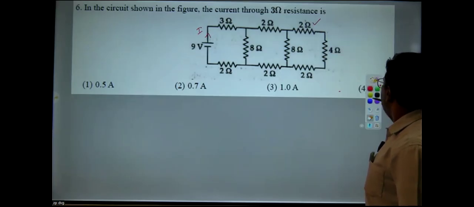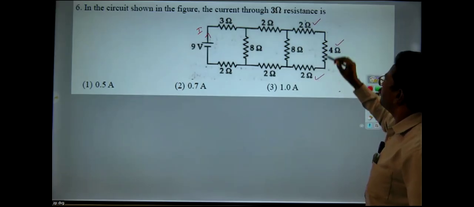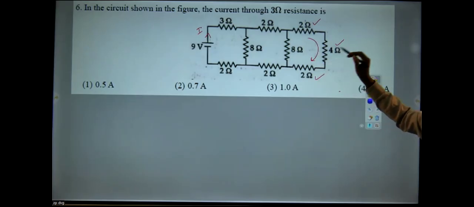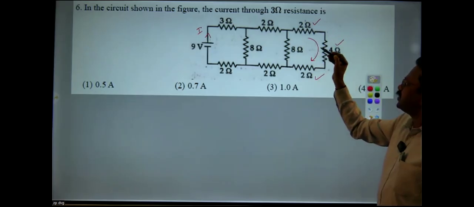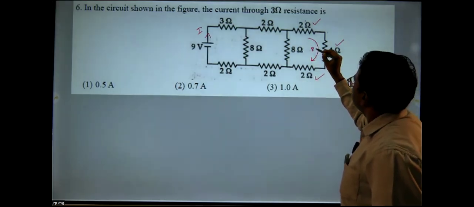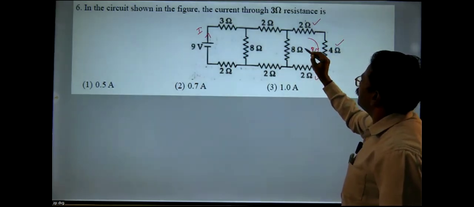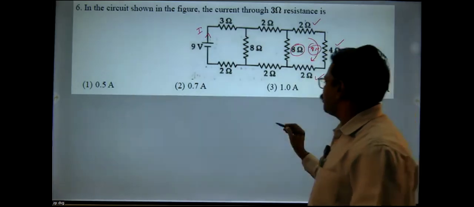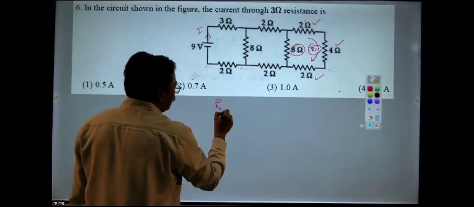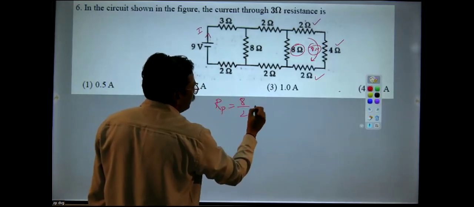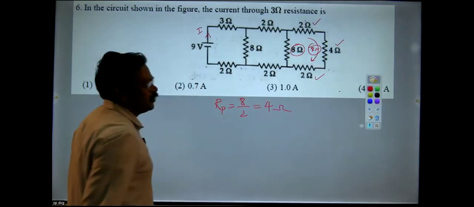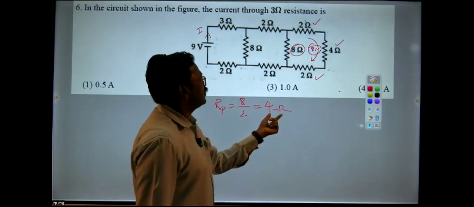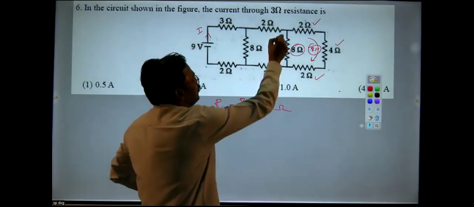2 ohm, 4 ohm, and this 2 ohm. These three resistors are in series combination. 2 plus 4 plus 2 will become 8. Okay. This 8 ohm resistance is in parallel combination with this 8 ohm resistance. This 8 ohm resistance and this 8 ohm resistance, they are in parallel combination. 8 and 8 ohm resistance in parallel combination, what happens? RP is equal to 8 by 2. 8 by 2 will become 4 ohm. Okay. So what equivalent do we get for this 8 ohm and this 8 ohm in parallel combination? 4 ohm. Okay. Now substitute that 4 ohm here.